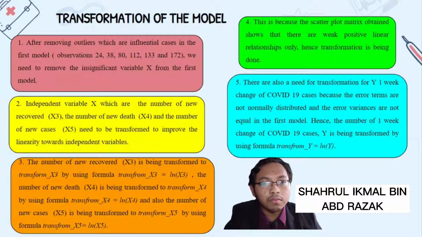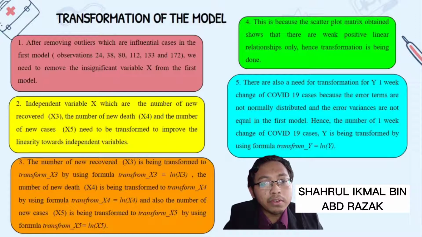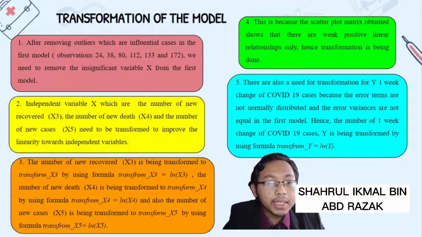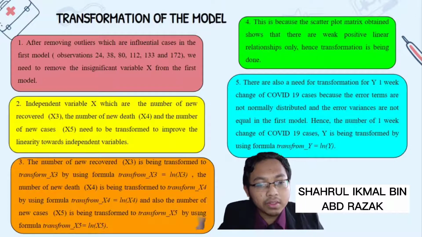Transformation of the model. Firstly, after removing the outliers, which are the influential cases in the first model, observation numbers 24, 38, 80, 112, 133 and 172, we need to remove the insignificant variable X from the first model. Secondly, the independent variables X, which are the number of new recovered X3, the number of new deaths X4, and the number of new cases X5, need to be transformed to improve the linearity towards the independent variables.